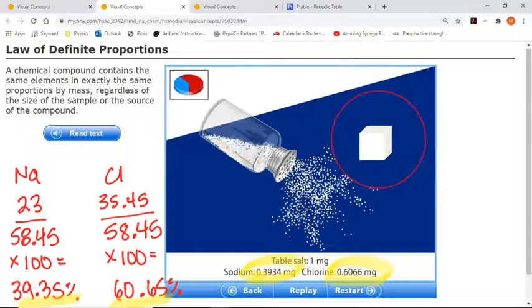I can fill up my entire classroom with table salt. 39% of it's sodium and 61% of it's chlorine by mass. So that's the law of definite proportions. The proportions do not change based on the sample size you are working with.